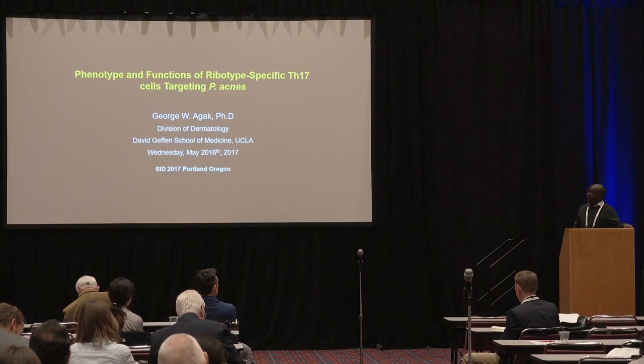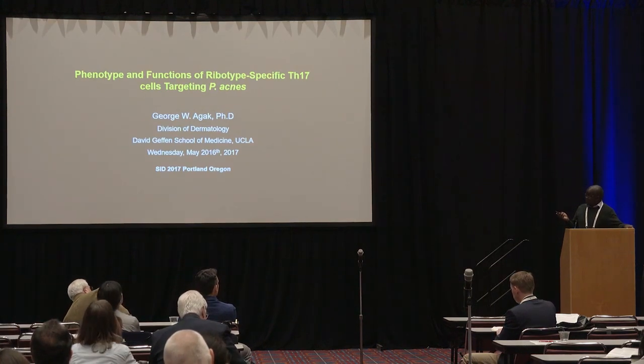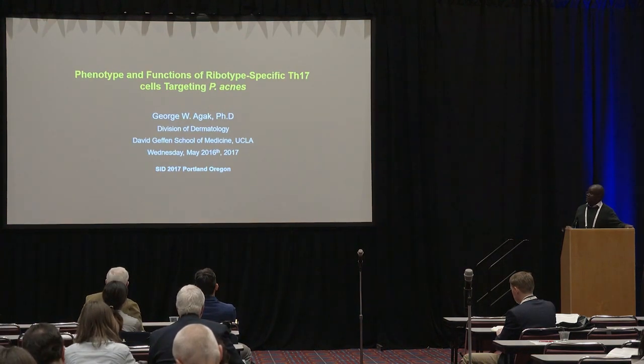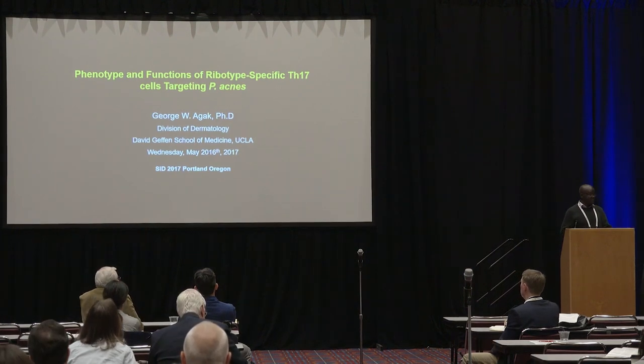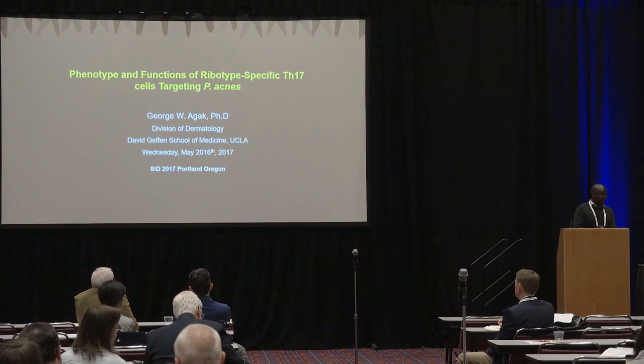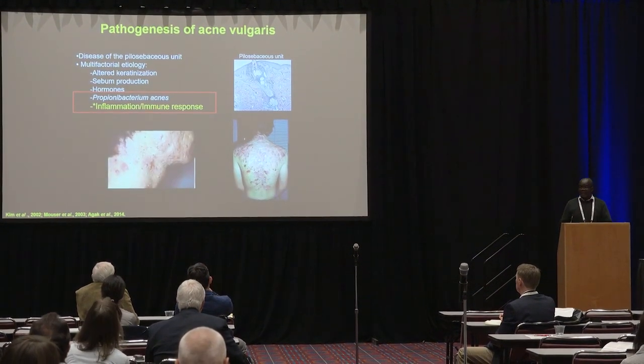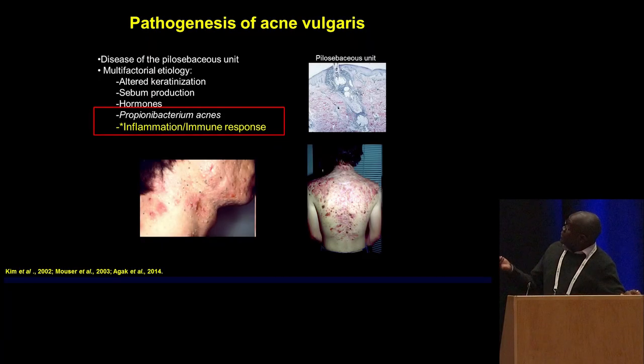So again, the subject of my talk today is phenotype and functions of ribotype-specific Th17 cells targeting P. acnes. We all know acne vulgaris. This is a disease of the pilosebaceous unit, and it's like preaching to the choir here. But you know that different factors are involved in its pathogenesis. But today I'm mainly going to focus on the inflammatory component here that's driven by the bacteria itself.